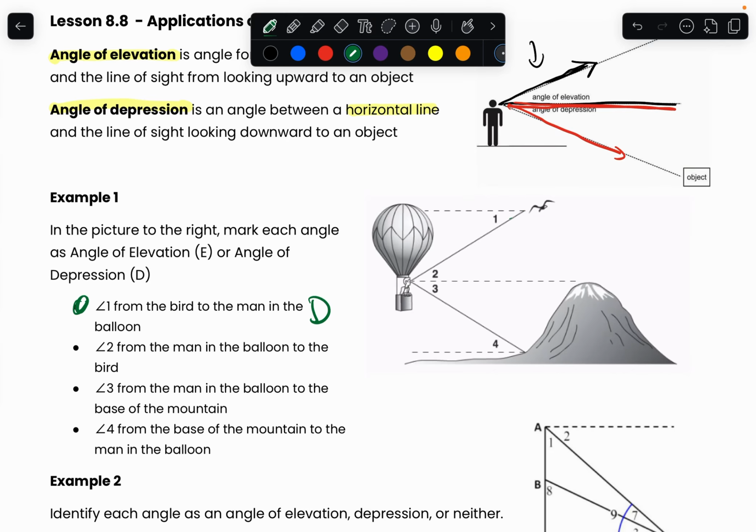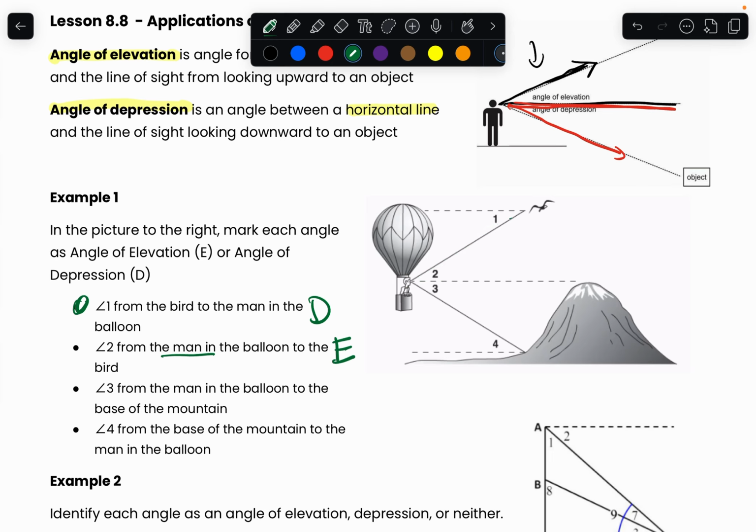Looking at angle 2, it says that we're looking from the man in the balloon to the bird. So we're looking upward, and we have a horizontal line right here. If we're looking upward from a horizontal line, that's going to be elevation. So let's put E.